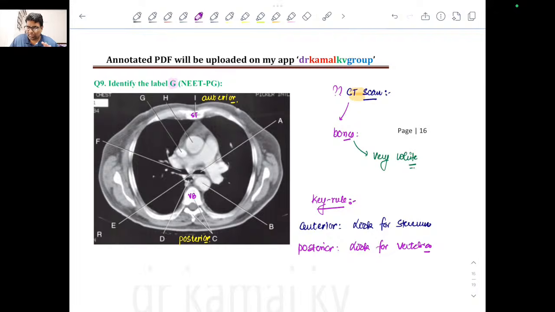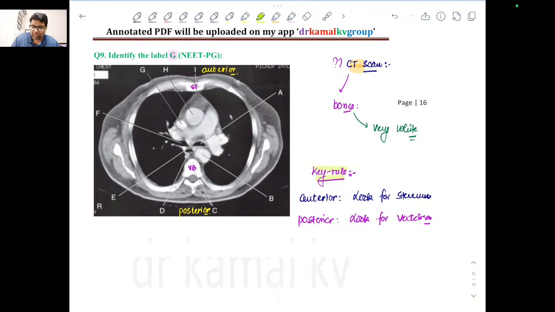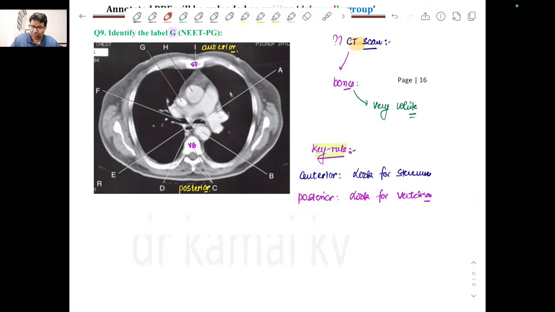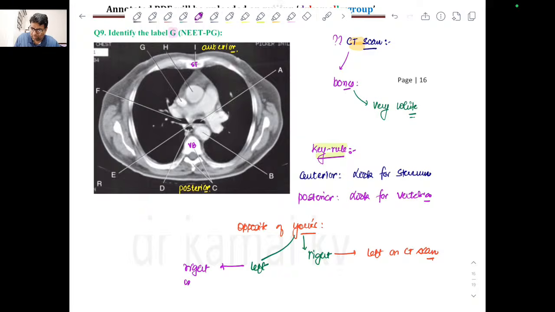This is one thing. Now the main catch is between right and left. Here you need to remember: opposite of yours. It means your right side is left on the CT scan. Clear? Your right side will be left and your left side will be right on the CT scan. Is that clear? So just follow this rule, opposite to yours.